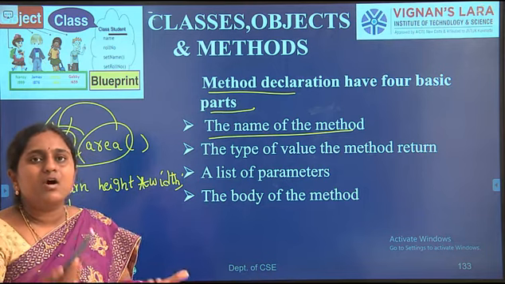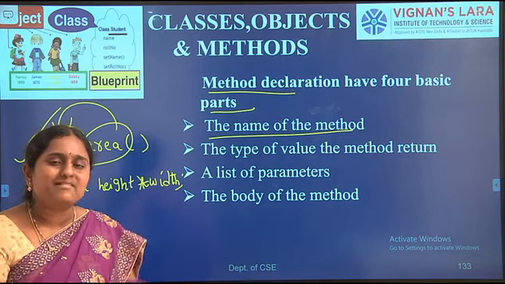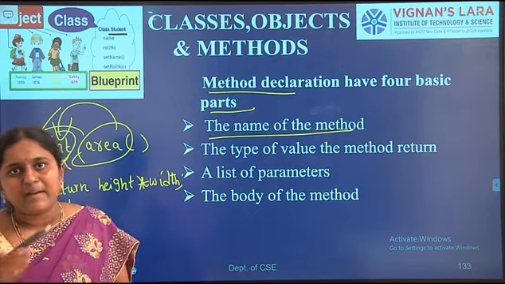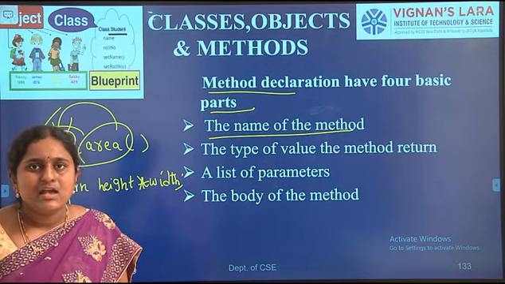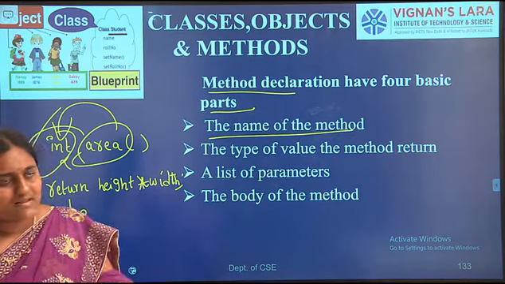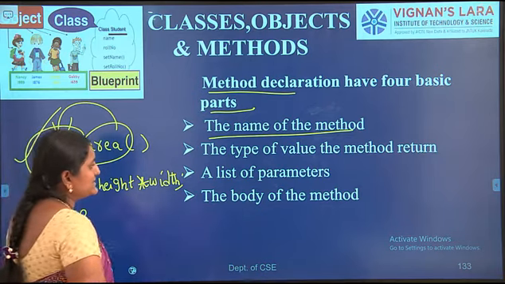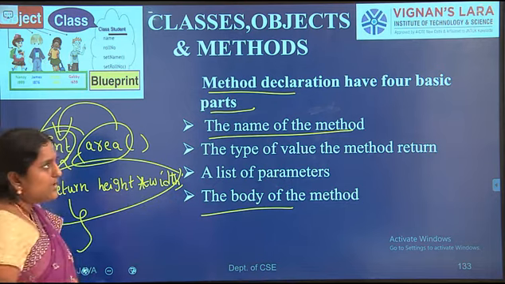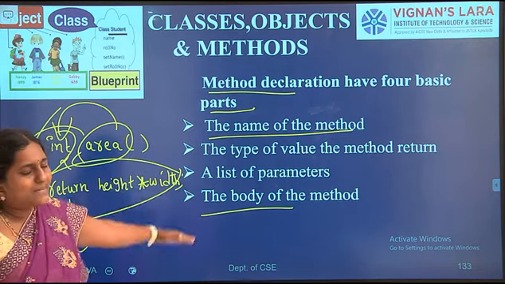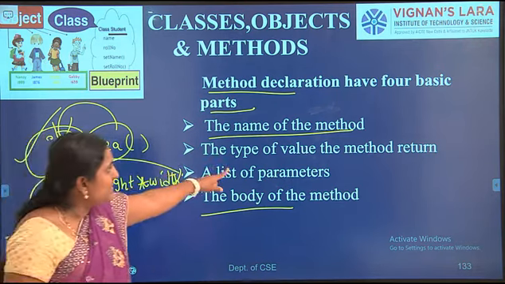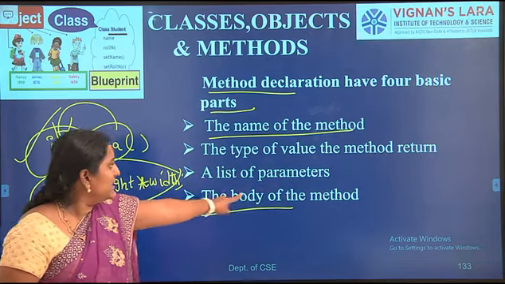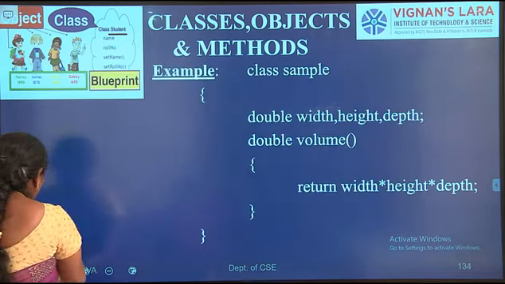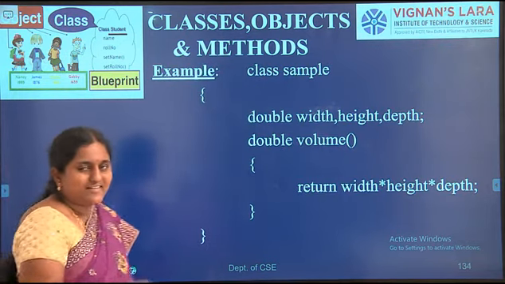Depending on the situation, we may pass the parameters, we may not pass the parameters. It is an option, not mandatory. Next one, body of the method. So a simple method contains four parts: name of the method, type of the value the method returns, list of parameters, and the body of the method. Next one, example.